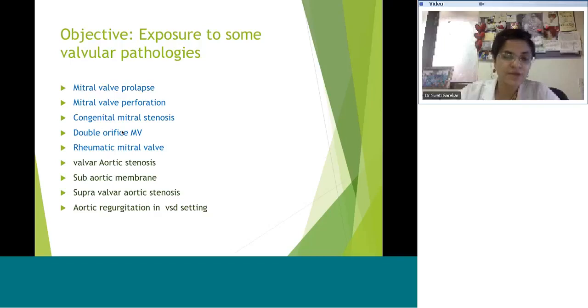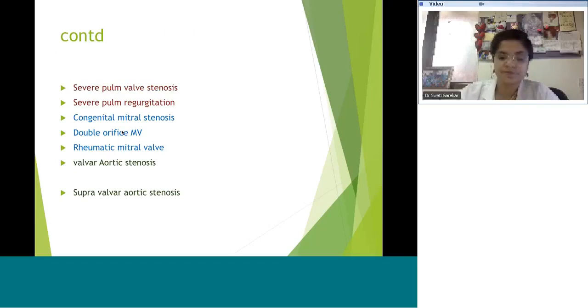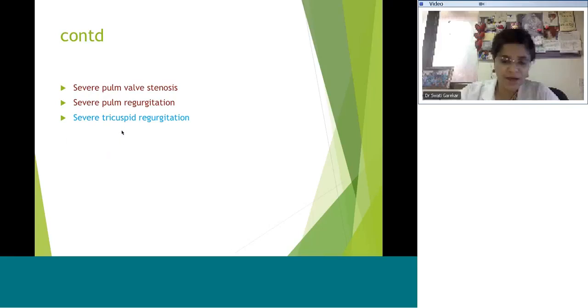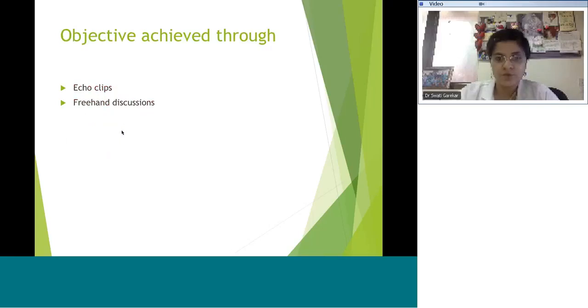Then similarly, we have aortic stenosis, whether it's valvar, subaortic membrane, supravalvar. And we'll also share a case of aortic regurgitation. We'll look at pulmonary pathology and end with tricuspid regurgitation. So we'll do this through echo clips, and I really would like a lot of discussion here. So please do stop me. This is the forum to learn.